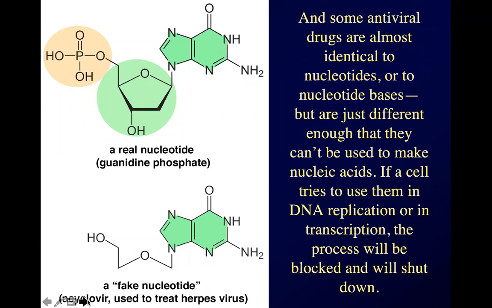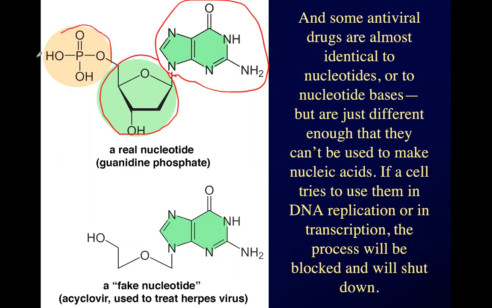You can jam the enzymes that carry out transcription or DNA replication if you feed them drugs that look like nucleotides but aren't. Up at the top, that's a nucleotide called guanidine phosphate. That base right there happens to be guanine, that double ring of carbons and nitrogens. The sugar is deoxyribose, and there's the phosphate right here.